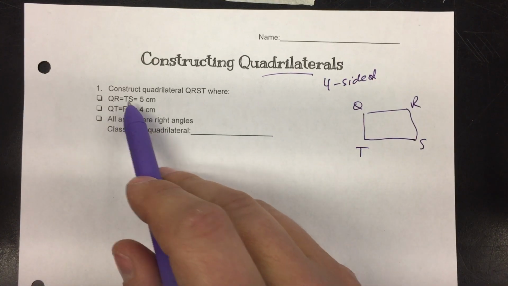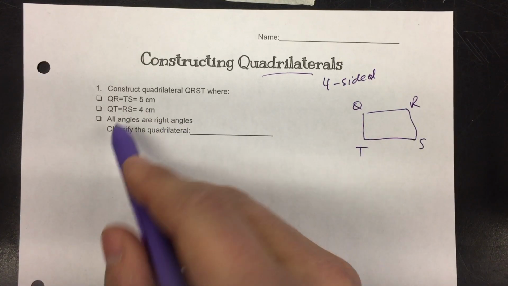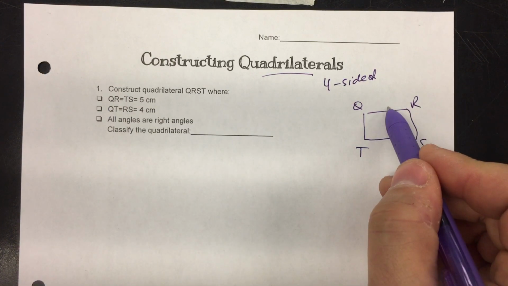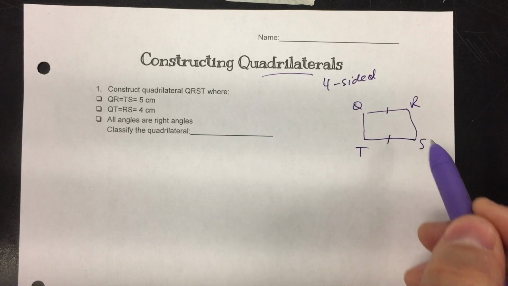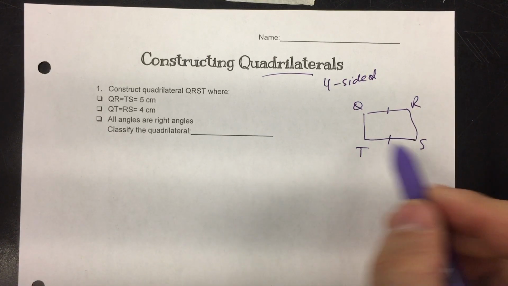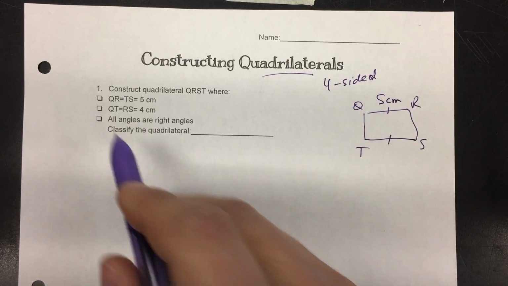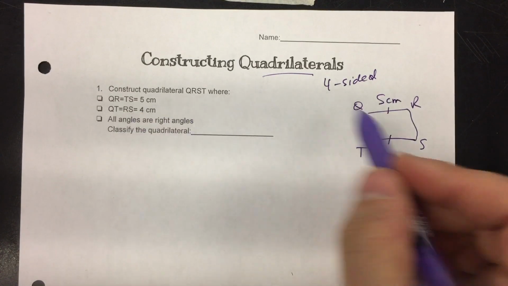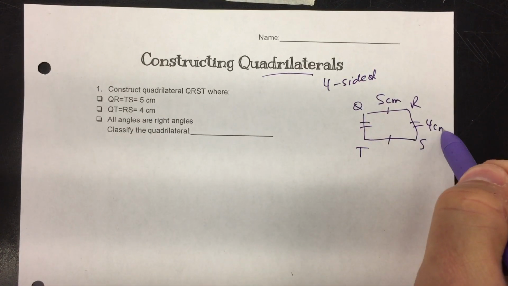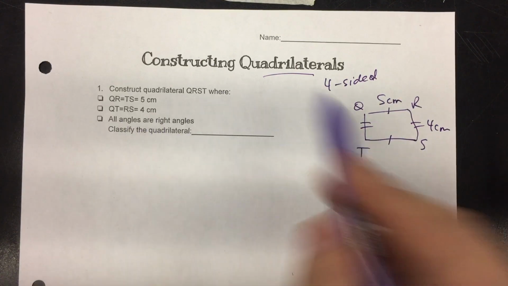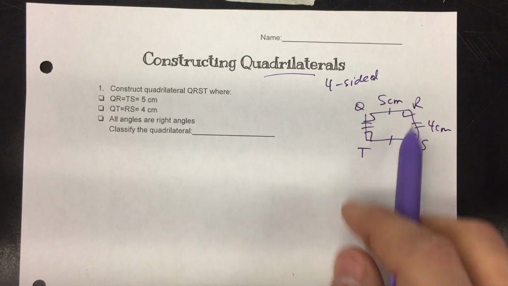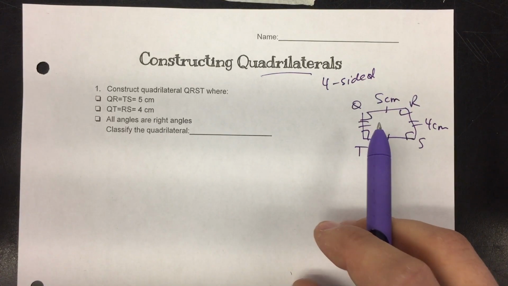Now, QR and TS are the same length. That's what this means, QR and TS. So this side length and this side length are the same length, and they're both 5 centimeters. And QT and RS are the same, and they're both 4 centimeters. All the angles are right angles. Okay, so I can already sort of see that it's going to be a rectangle, but I have to draw this to scale.